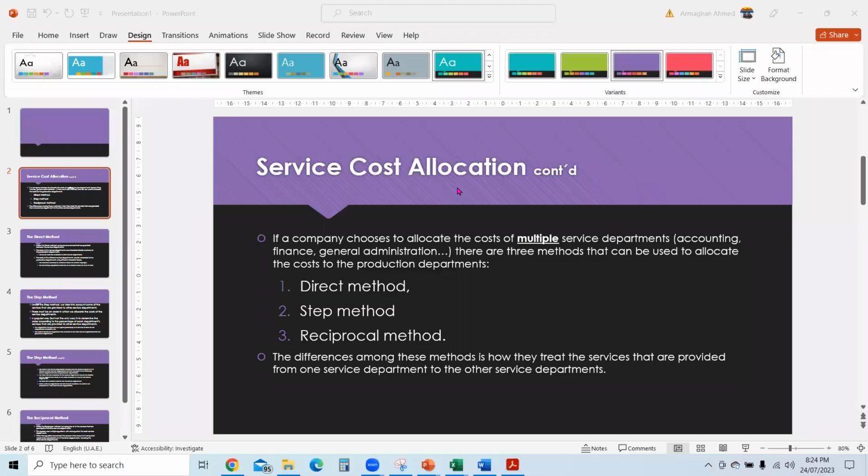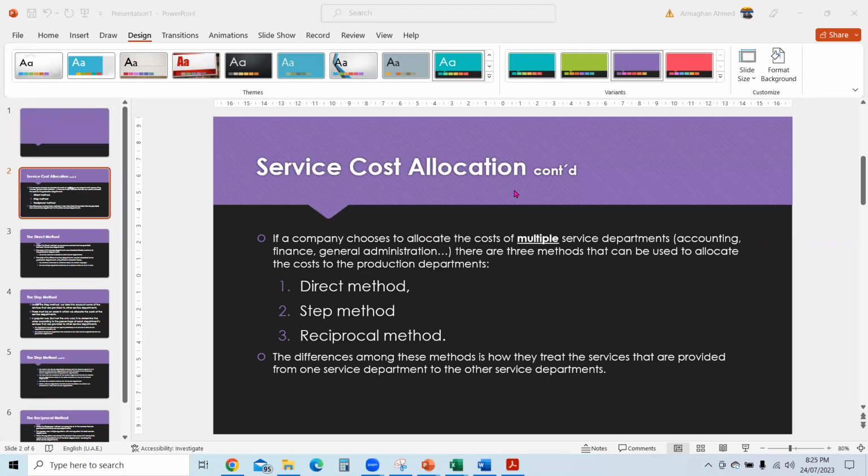Basically, when we talk about service departments, a company might have a production department or a service department. A production department is producing some product, for example, your assembly department or other departments. Whereas a servicing department might be the stores department, maintenance department, and so on. They are providing service to the production department.